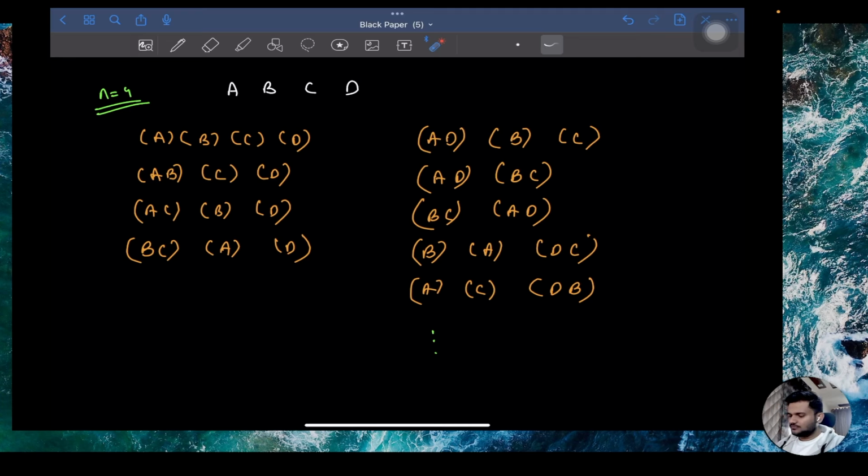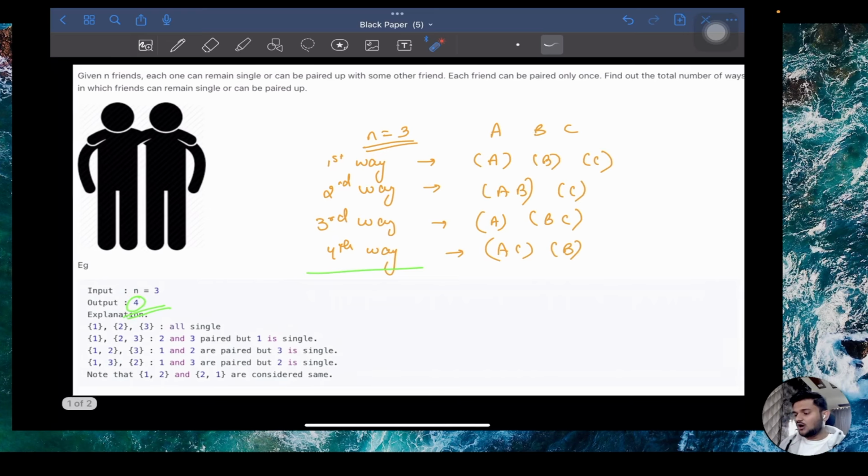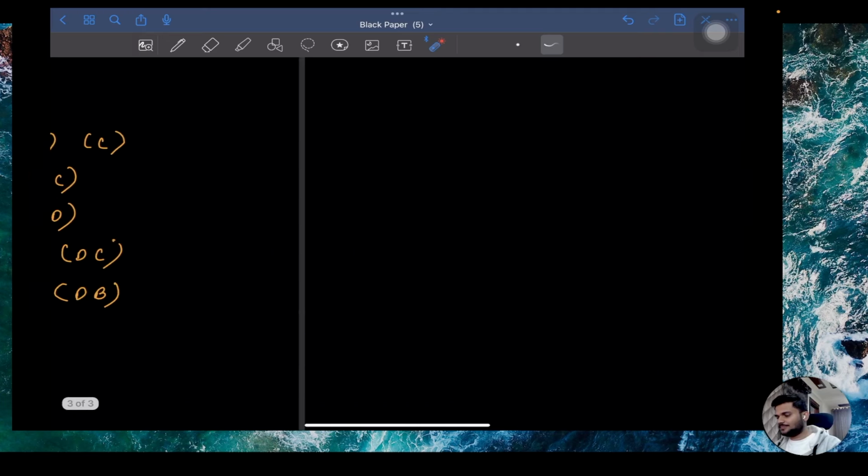Right? So given this value of n, you just need to count the possibilities. Don't need to do anything else. You just need to do the counting. So how you can do this counting is the actual crux of the problem.